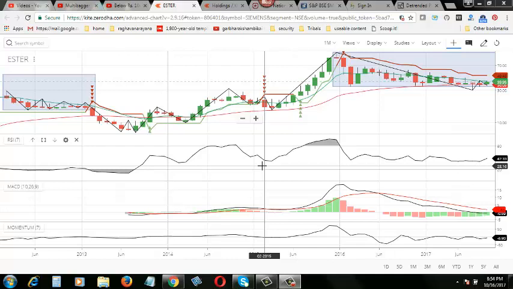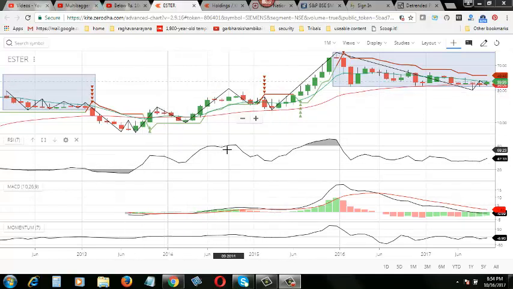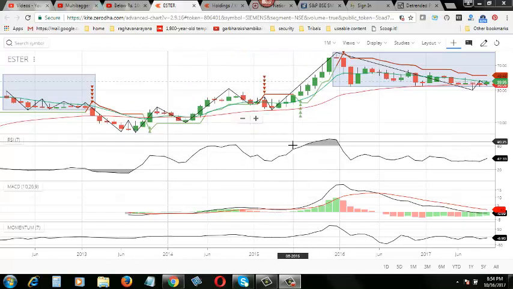Okay, coming back to Ester Industries stock technical analysis. I already opened the technical analysis chart here, and you can see the Ester Industries chart. This is a month chart.